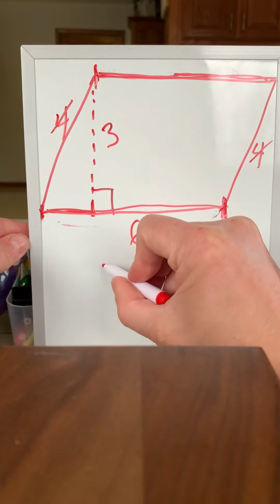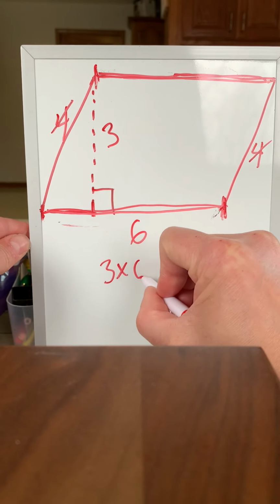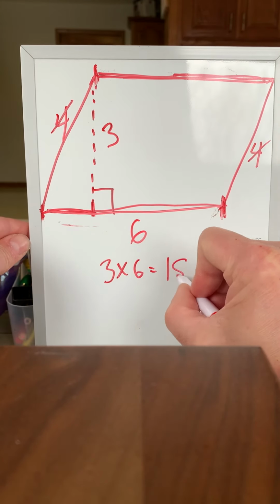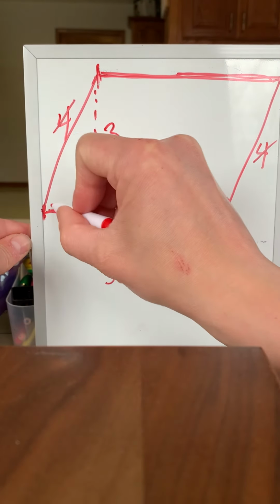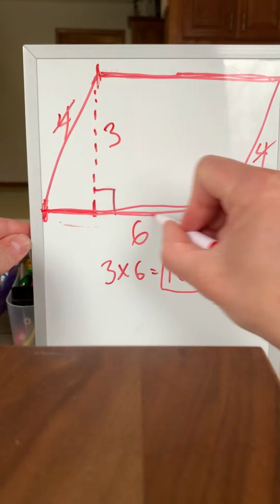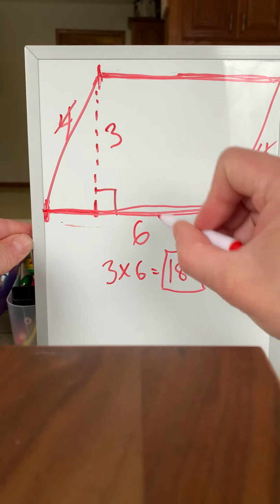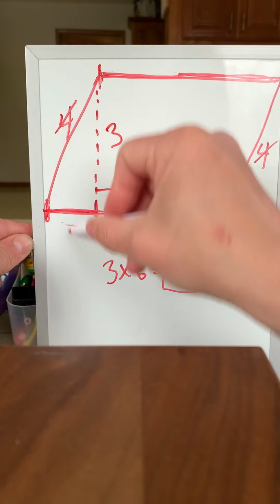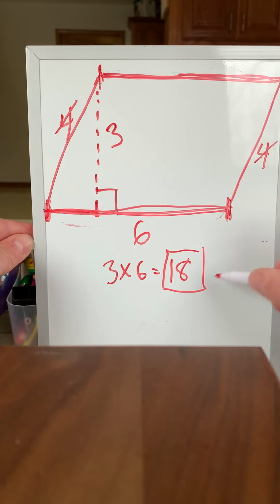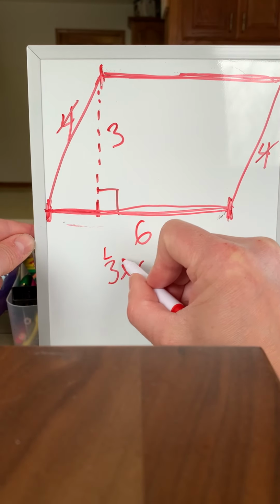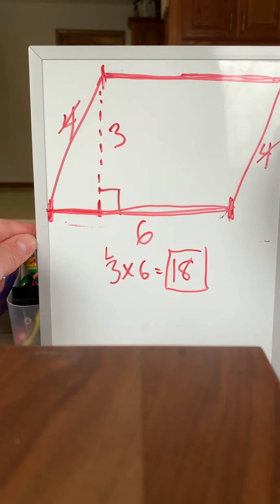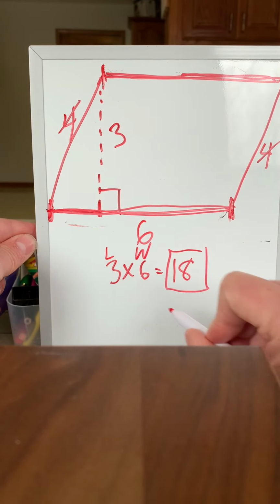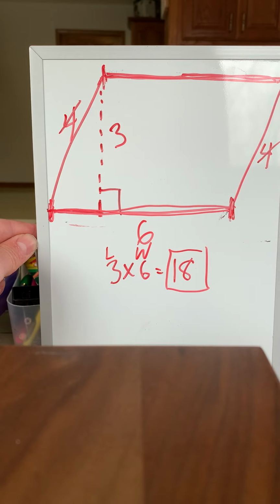3 times 6 is equal to 18. There's my area of a parallelogram. Now I can use this whole 6 because I'm turning this into a rectangle. I'm taking that section off. I'm putting it over here. Now I just have the same thing. This is a rectangle now, let's pretend, because I cut it off and put it over here. Now I have length times width, just like I always did when you guys were solving for rectangles.